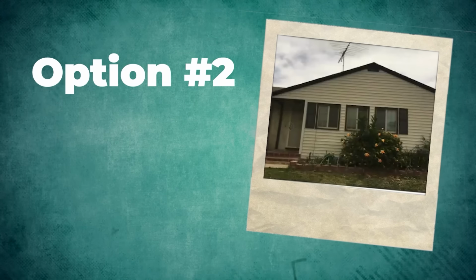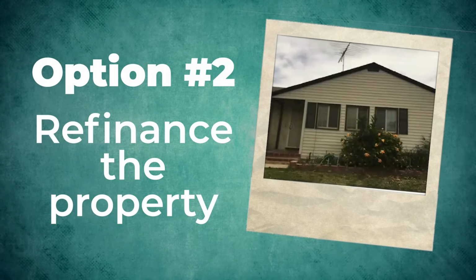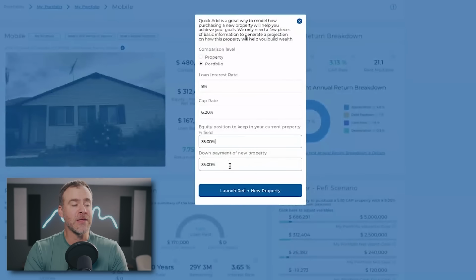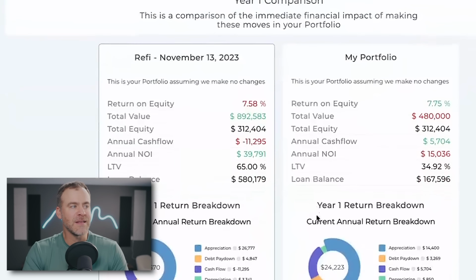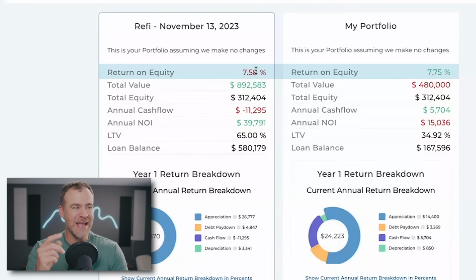So let's jump into scenario number 2 of refinancing the property and then pulling money out to go buy a new property. So I'm putting in an interest rate of 8%, a cap rate of 6%, and we're gonna leave 35% equity in the current property and put down a 35% down payment in the new property. So now we have a side-by-side comparison of how this property is going to perform. So the current property is on the right, and it's going from a 7.75% return on equity to a 7.6%. So it's going down slightly.